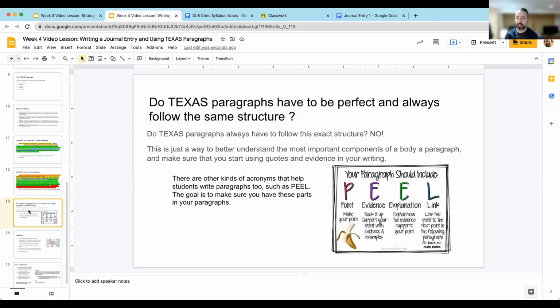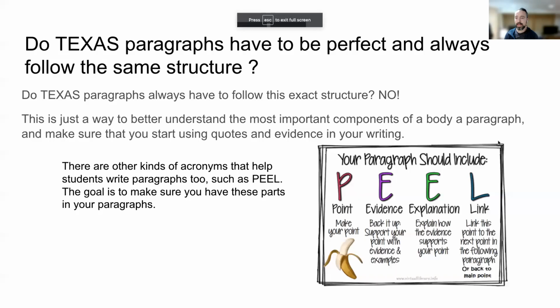So one important thing about Texas paragraphs, everyone, is that they don't have to be perfect. You don't always have to have the T and the E and the X and the A and the S. It doesn't have to be so formulaic like that. So do all Texas paragraphs have to follow this exact structure, or do all paragraphs? No. This is just a way to better understand the most important parts or components of a body paragraph and make sure that you start using quotes and evidence in your writing.